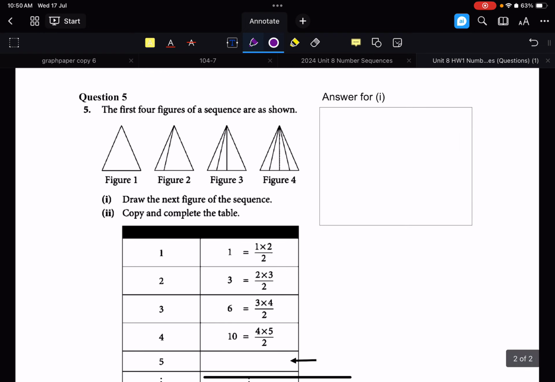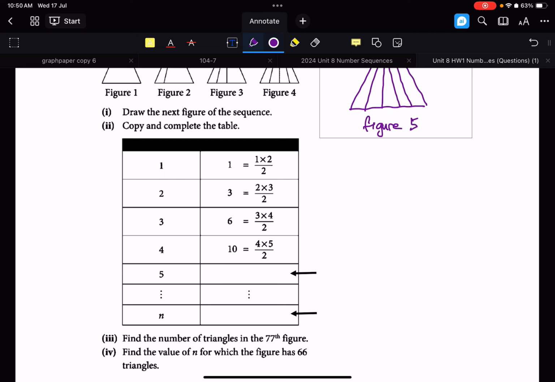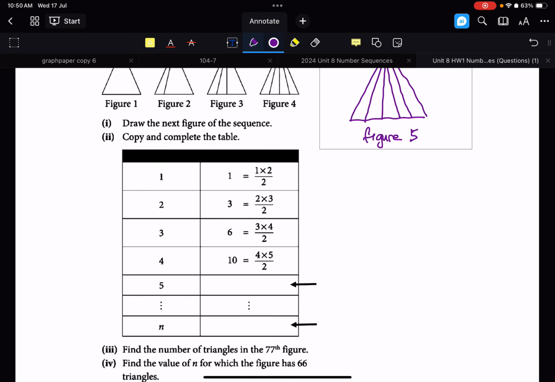Here we have the first 4 figures as shown. Draw the next one. So how does this look? This is a triangle, and then we split it into 5 tiny triangles. So this is figure 5. Now complete the table. For figure 5, let's see what the pattern is. This will be 5 times 6 over 2, and that is 15. So that's how it works.